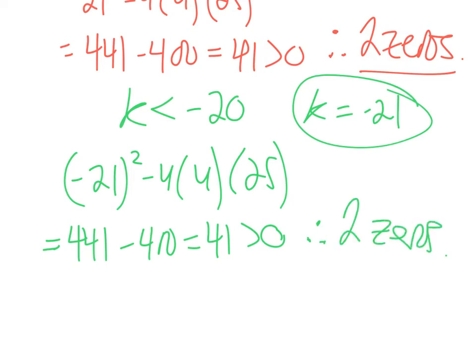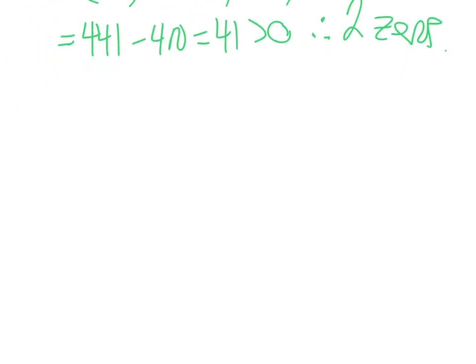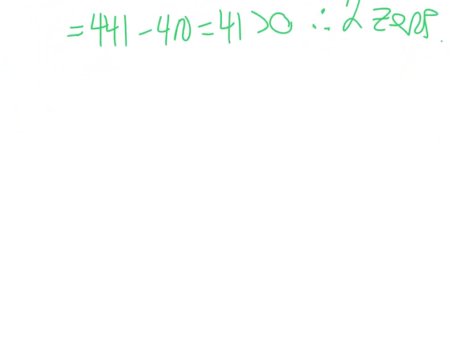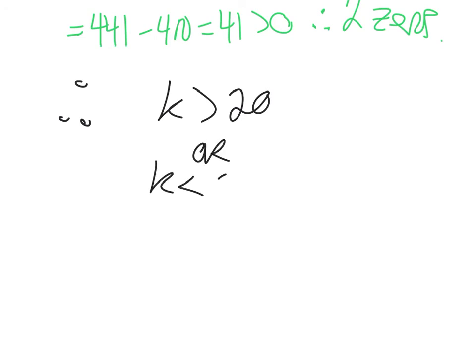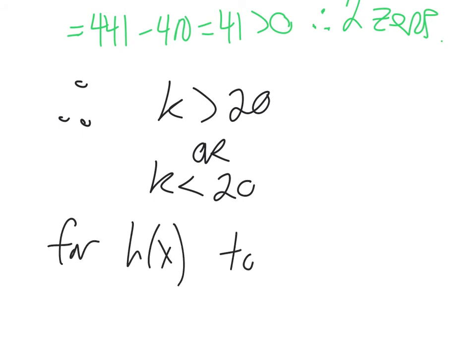So overall, in order for h at x to have two zeros, let's make some overall conclusions. Therefore, k would have to be greater than 20 or less than negative 20 for h at x to have two zeros.